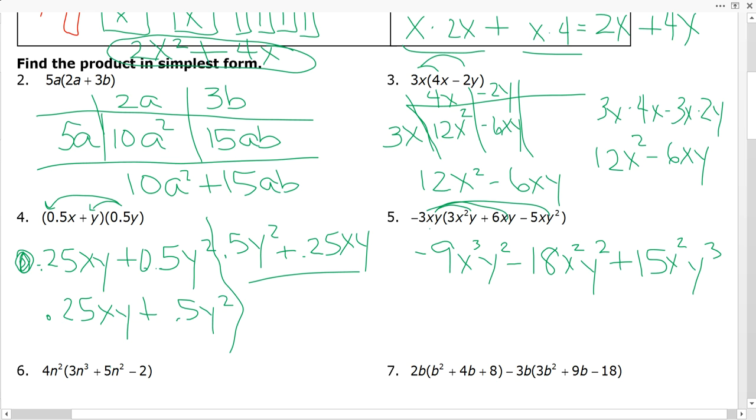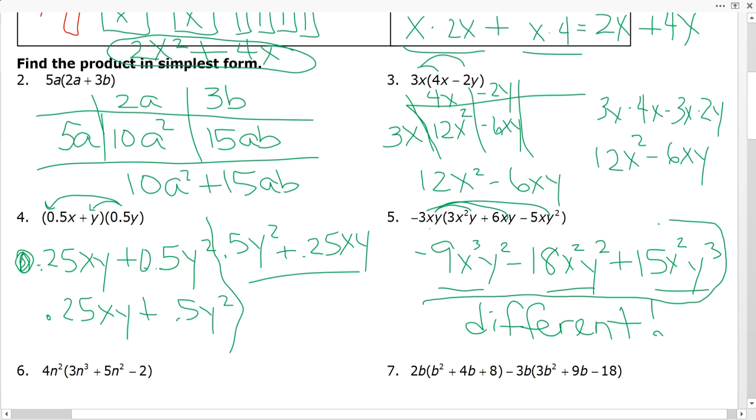Now, we're supposed to find simplest form, and I have 3 terms, but none of them are alike. My exponents tell me that these 3 terms are all different because my exponents are not the same. So that's all I can do, and this would be my answer.